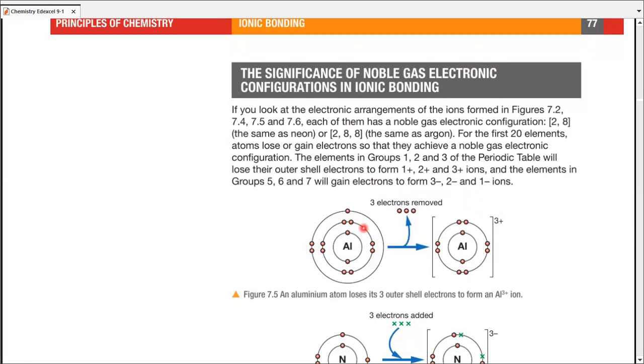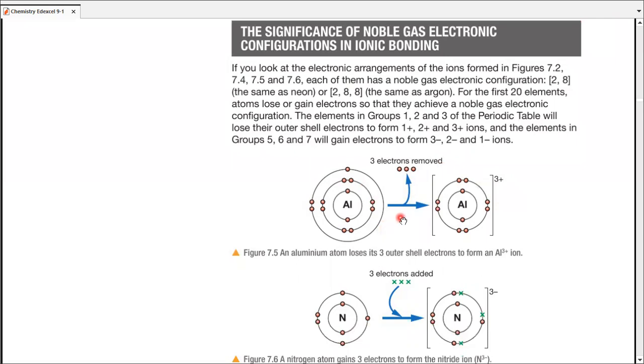Now, we come to a specific point. Atoms try to attain the nearest noble gas electronic configuration in bonding. And that's what we are going to explain from this specific example. Now notice aluminum is present in group 3. It has 3 electrons in its outermost shell. When 3 electrons are removed, it is converted to an Al 3+ ion.